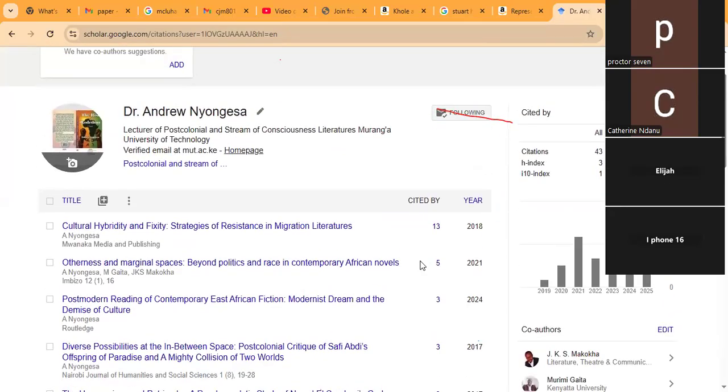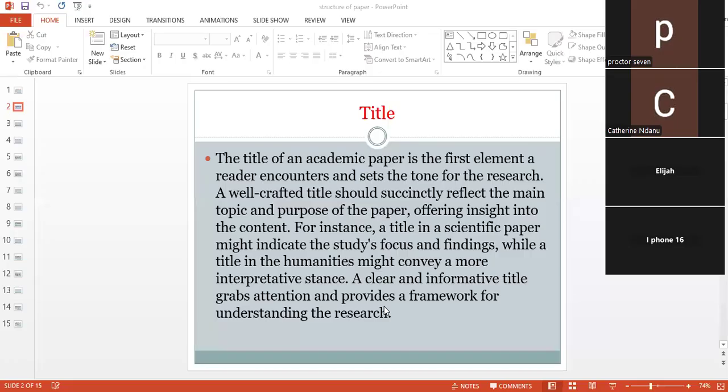So, titles. That is how titles are. They do not have to be hidden, as in they don't conceal meanings like novels. They are just direct. So a clear and informative title grabs attention and provides a framework for understanding the research.